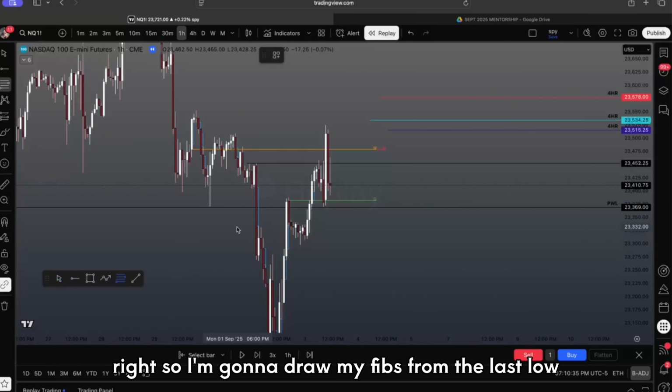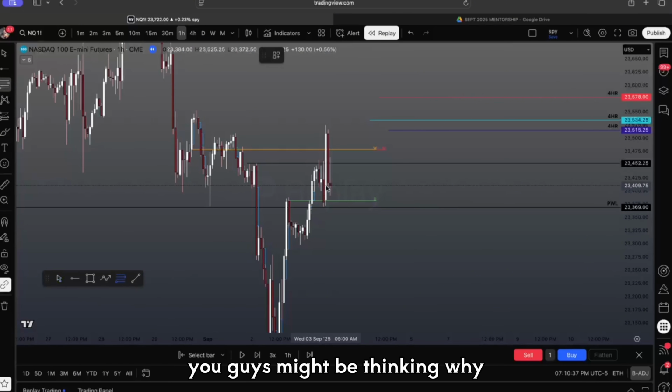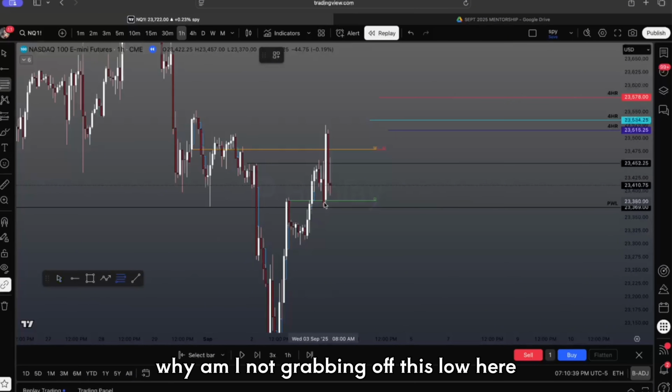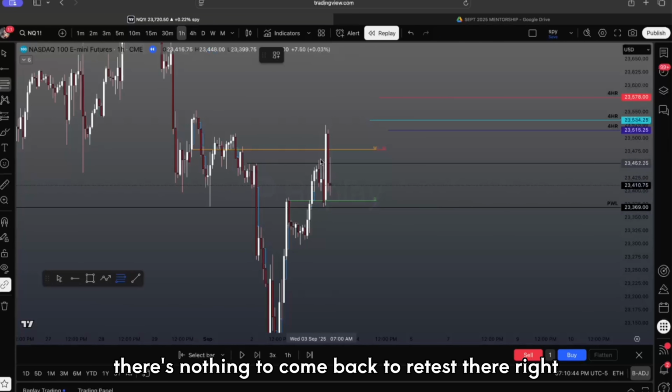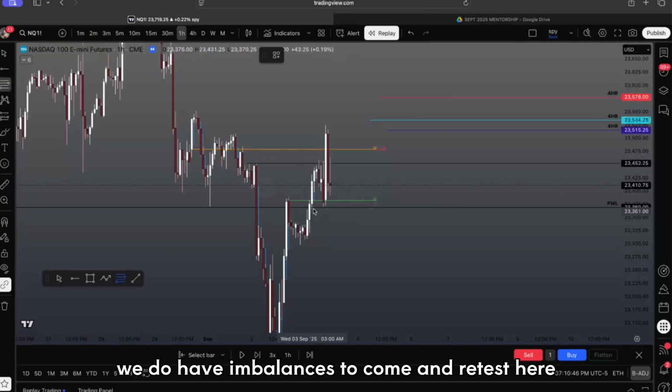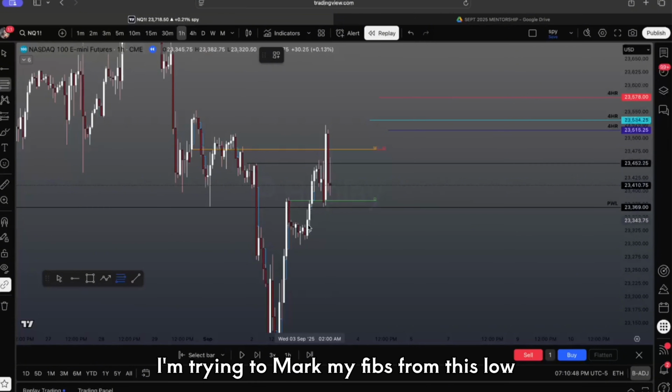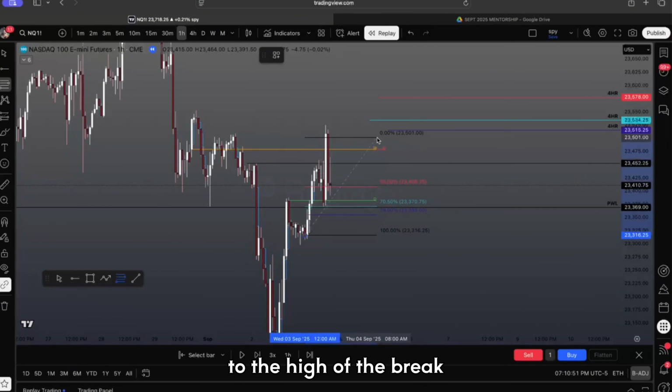So I'm gonna draw my fibs from the last low. Guys might be thinking, why am I not grabbing off this low here? There's no order block or imbalance there. There's nothing to come back to retest there, right? We do have an imbalance that's come and retest here, so that's the reason I'm marking my fibs from this low to the high of the break.